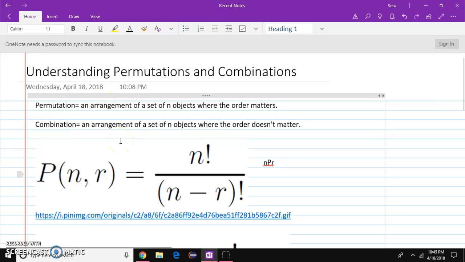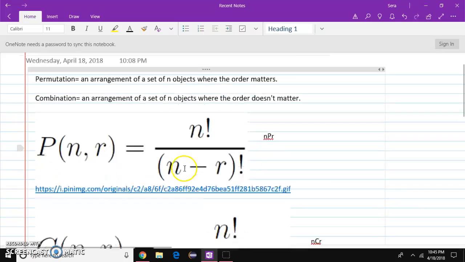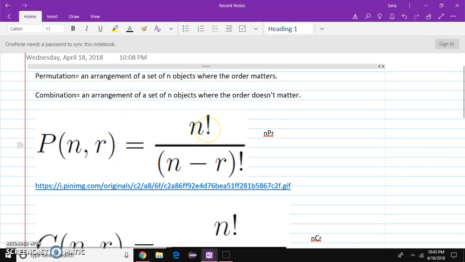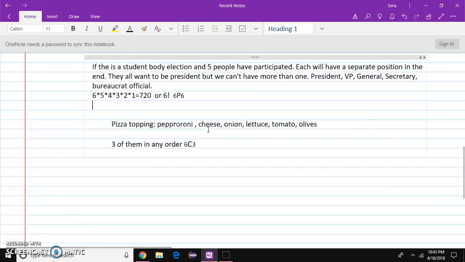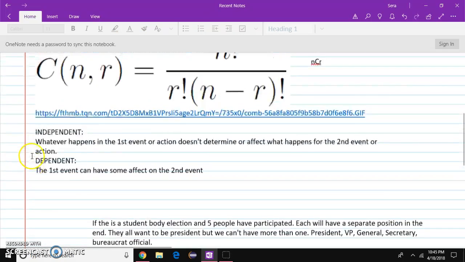In a permutation, order matters, like the president and vice president. You have to have one position, and once one of them takes that position, another one cannot take it. But in a combination, it does not matter. Like with the pepperoni toppings, it doesn't matter whether you said cheese first or pepperoni. You still get pepperoni, cheese, and onion.